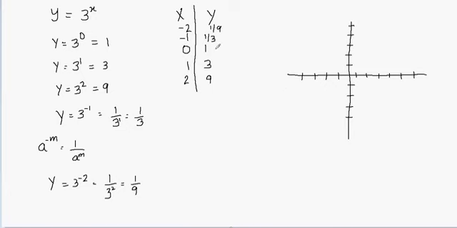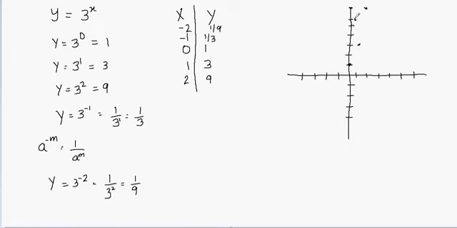So when x is 0, y is 1. So I have this point here. And then when x is 1, y is 3. This point, when x is 2, y is 9. So I'll set up my graph. 1, 2, 3, 4, 5, let's say 6, 7, 8, 9. Let's say this is 9. Okay, so this will be the point (2, 9). So it's this point.